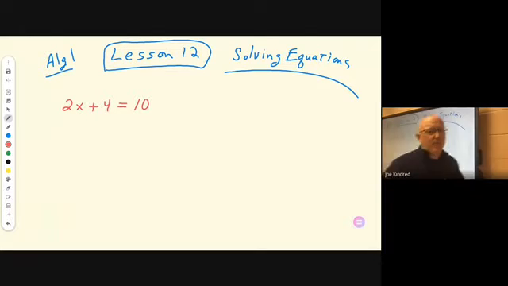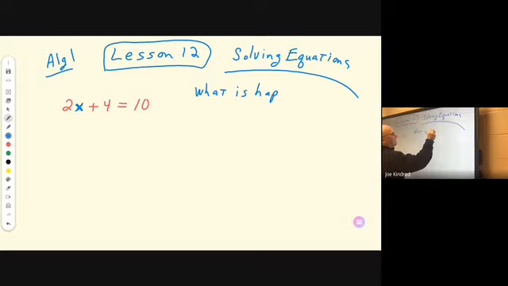Let's notice a couple things. One, we notice our variable is x. It could be any variable. It could be y, z, whatever. But in order to solve for x, I want to keep in mind a couple of rules. Ask the question, what is happening to x? So this is a big question.